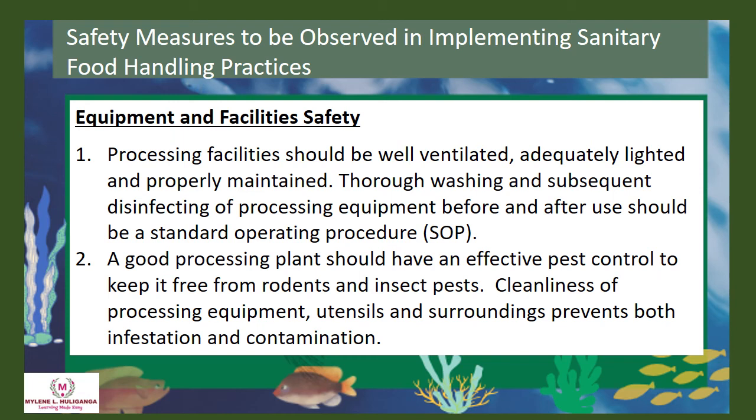Equipment and facilities safety. Number 1, processing facilities should be well ventilated, adequately lighted, and properly maintained. Thorough washing and subsequent disinfecting of processing equipment before and after use should be a standard operating procedure. Number 2, a good processing plant should have an effective pest control to keep it free from rodents and insect pests. Cleanliness of processing equipment, utensils, and surrounding prevents both infestation and contamination.